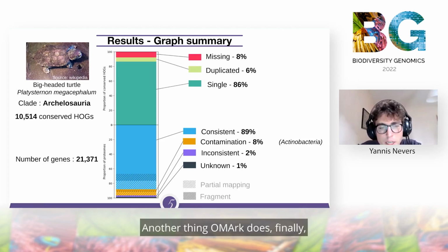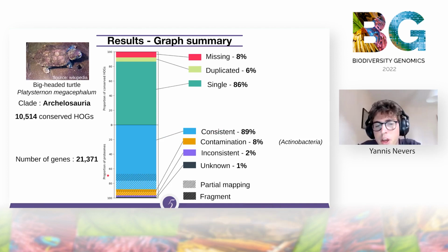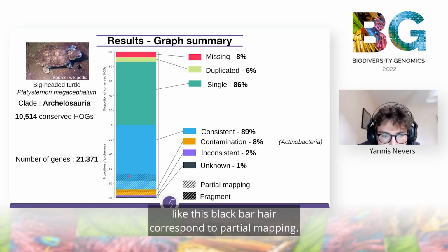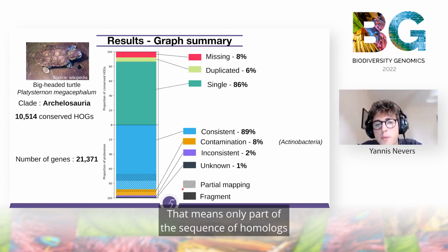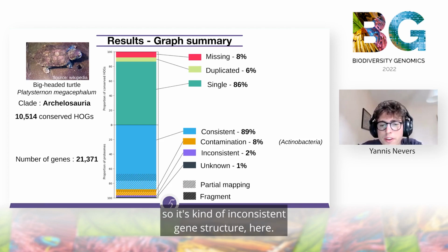Another thing OMArk does, finally, is also report information about the gene structure. Like this black bar here corresponds to partial mapping. That means only part of the sequence has homologs in the gene families, and that part of it has no homology at all. So it's an inconsistent gene structure here.